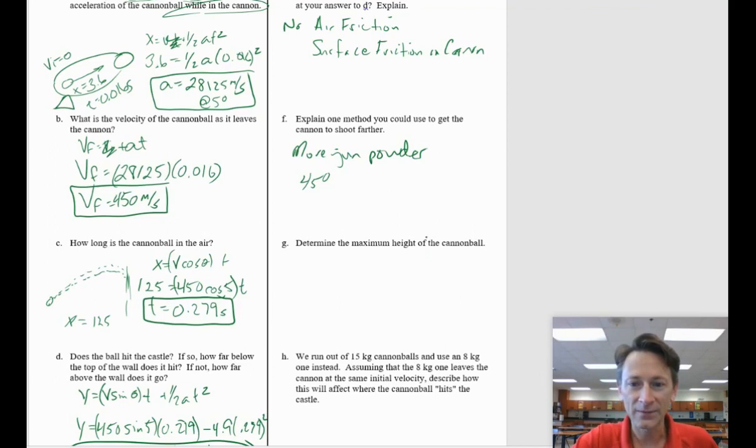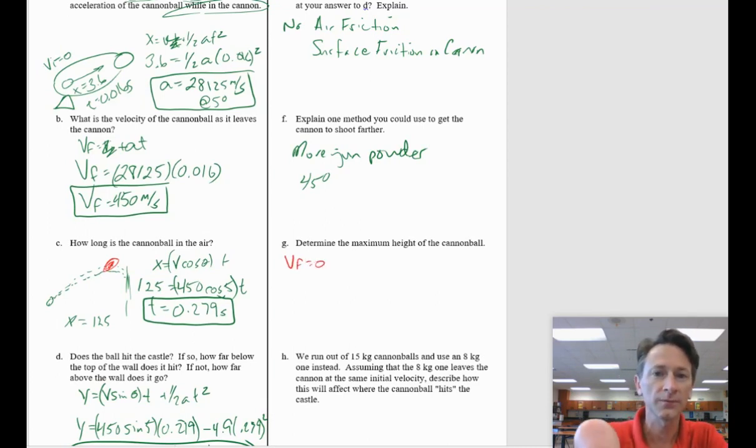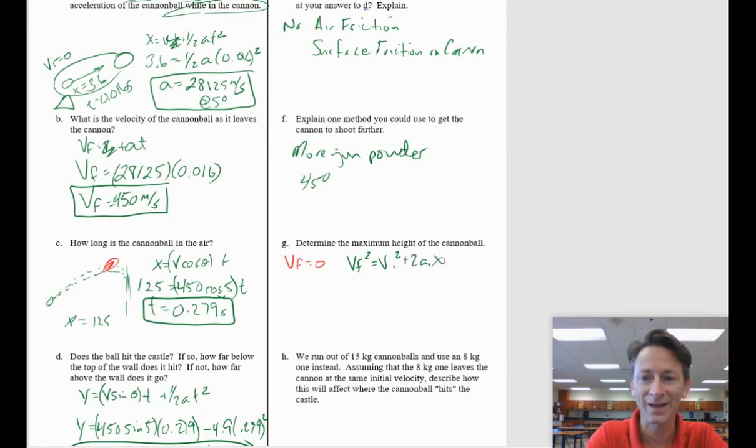Determine the maximum height of the cannonball. So we want to look at this point right at the peak, at the very top. And remember what we know at the top of the parabola is that the final velocity is 0. So if we're looking for the position at that point, the maximum height, then we can do VF squared equals VI squared plus 2AX, or in this particular case, because we're dealing with up and down, we're going to say 2AY. The final velocity at the peak is 0.